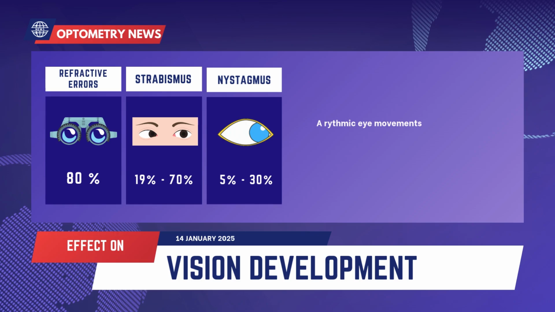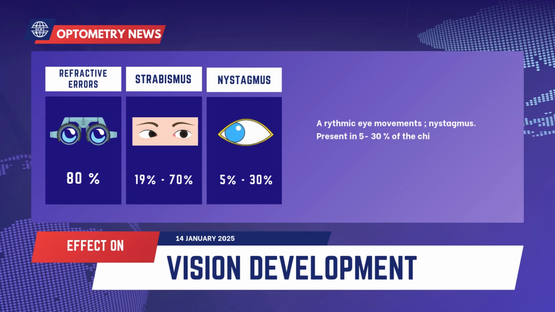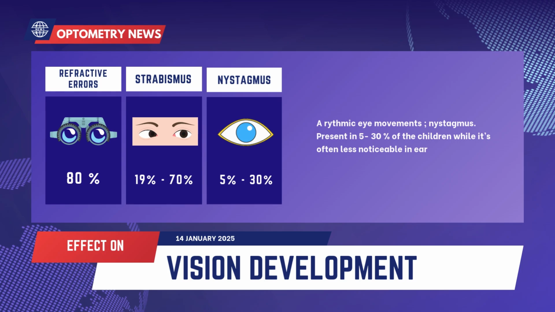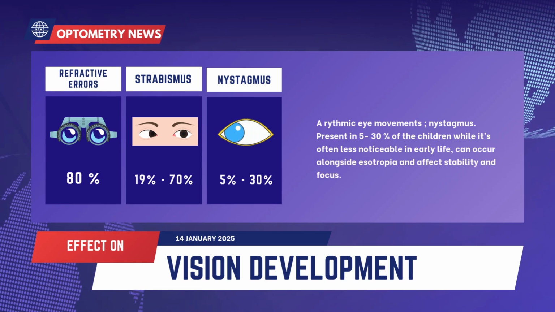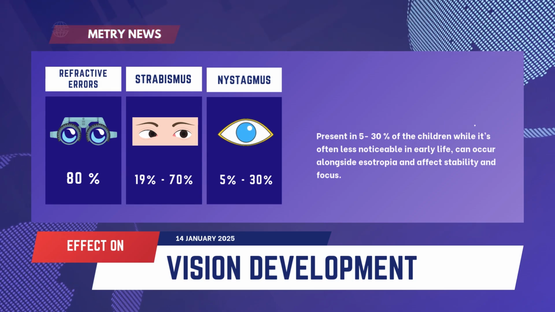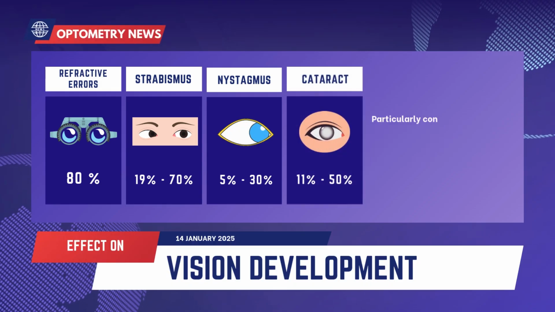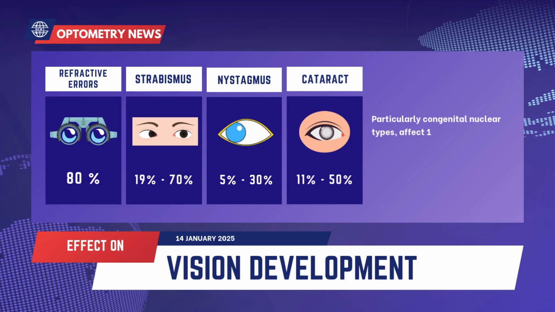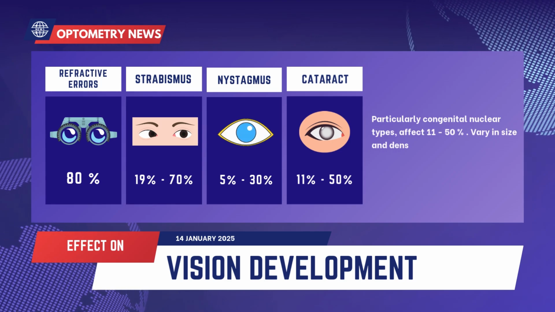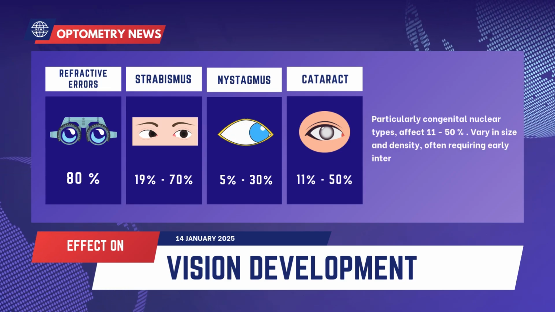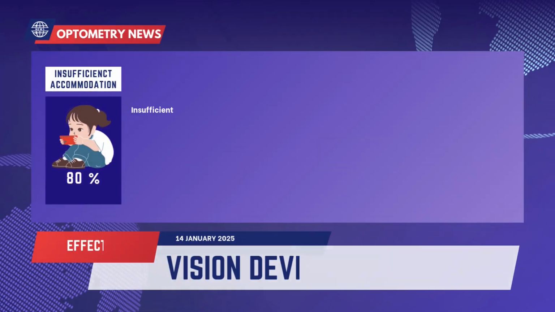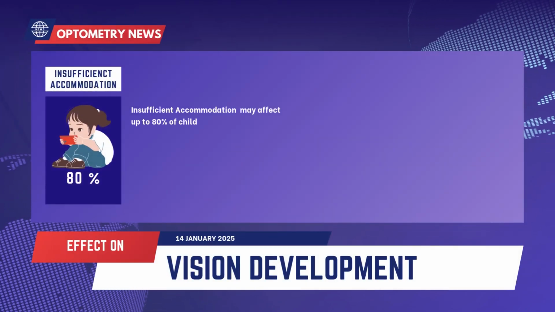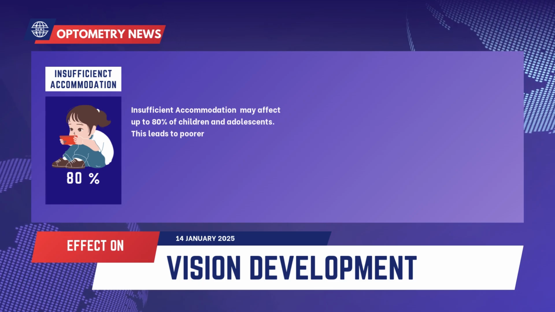Arrhythmic eye movements, nystagmus, are present in 5 to 30% of the children. While it's often less noticeable in early life, it can occur alongside esotropia and affect stability and focus. Cataracts, particularly congenital nuclear types, affect 11 to 50%, vary in size and density, often requiring early intervention to prevent visual impairment. Insufficient accommodation may affect up to 80% of children and adolescents.